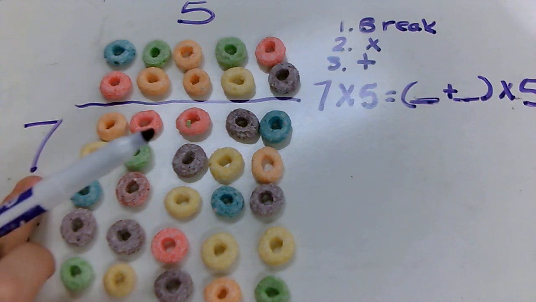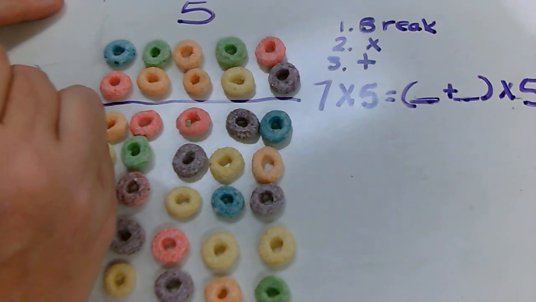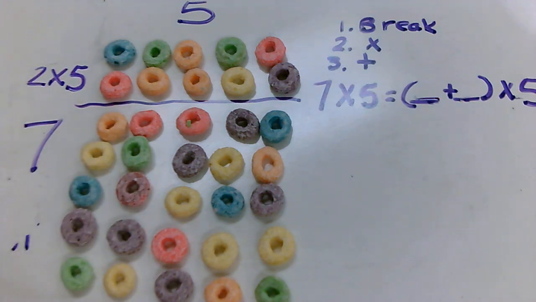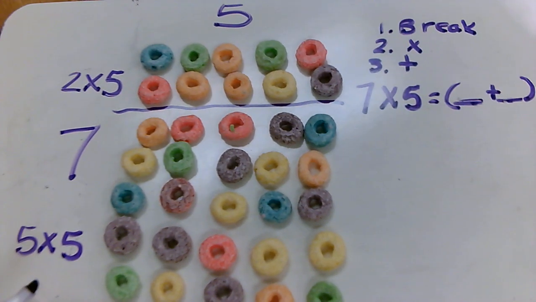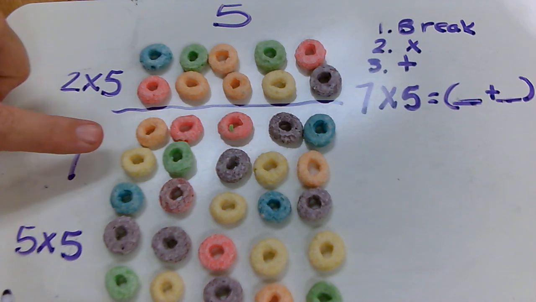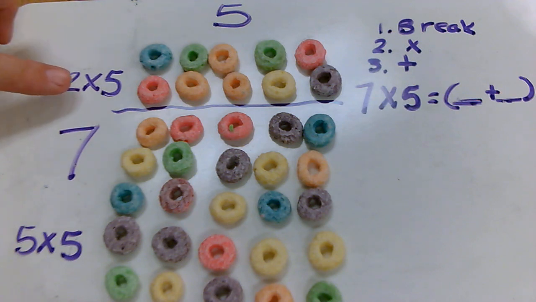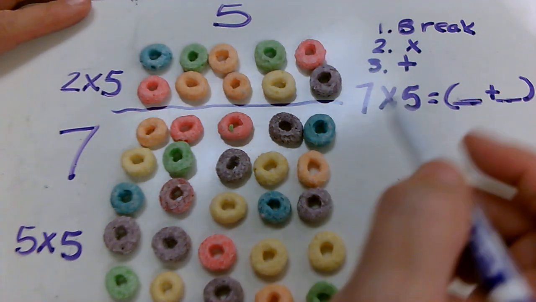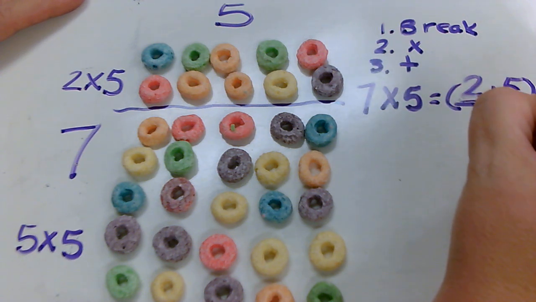Now this represents 2 times 5. And this one on the bottom represents 5 times 5. Because I'm breaking this number apart, but I left this number alone. So this shows me 5 rows of 5. This shows me 2 rows of 5. So I broke it into a 2 and a 5.